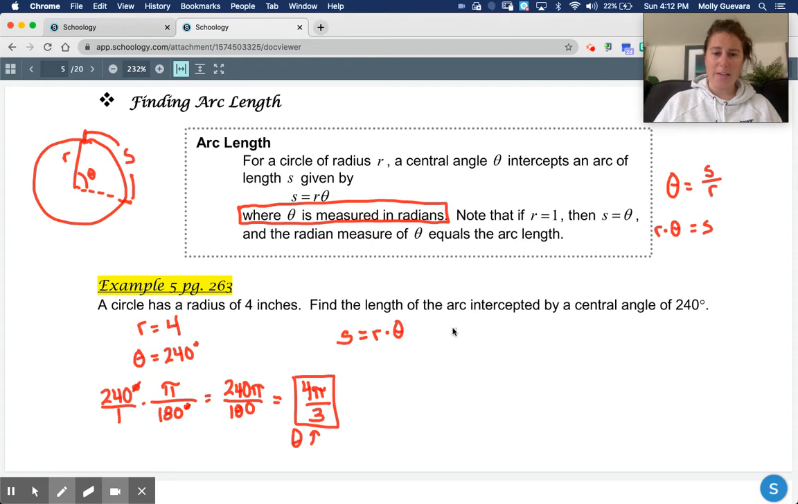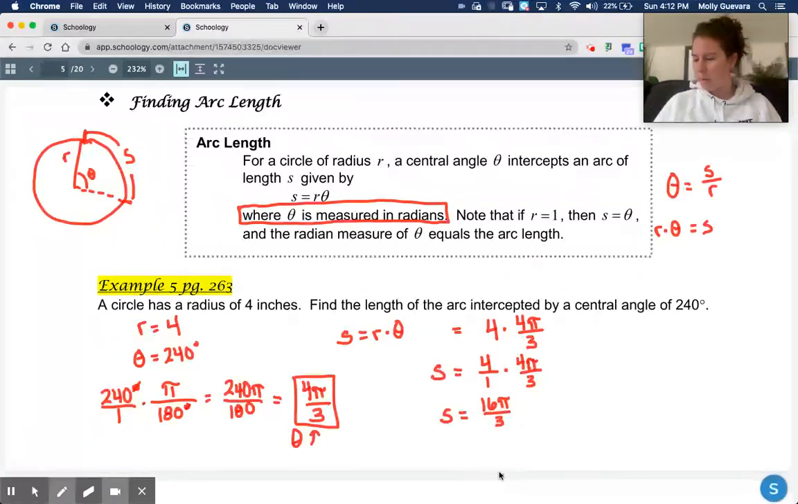So now I can actually solve this where my radius is 4 and I'm multiplying it by my theta, which is 4 pi over 3. Right? How do we multiply fractions? We multiply straight across. So this is 4 over 1 times 4 pi over 3, which gets me 16 pi over 3.